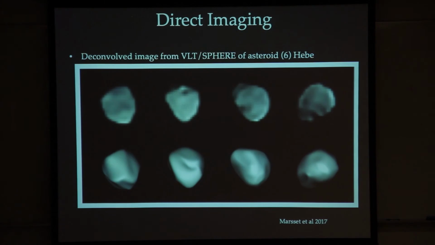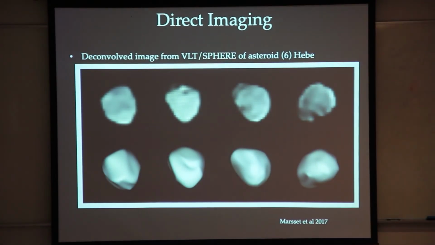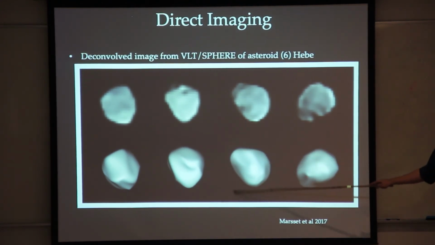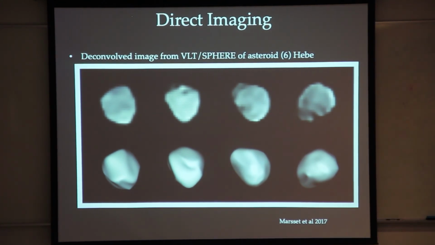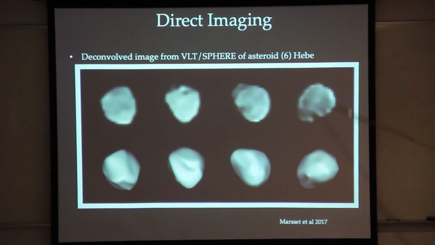And most recently, we have direct imaging. Our telescopes are getting better. Our instruments are getting better. This is from SPHERE on VLT. This is one of those 3D models based on light curves. This is a direct image. Our AO is getting good enough, we're able to actually get multiple pixels across our asteroids and start to see that, yes, the shapes do match.